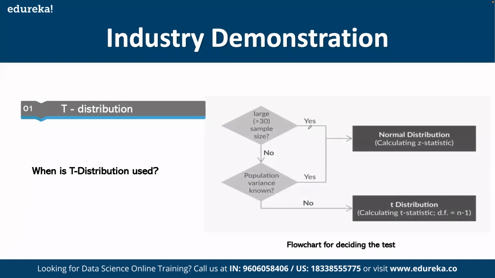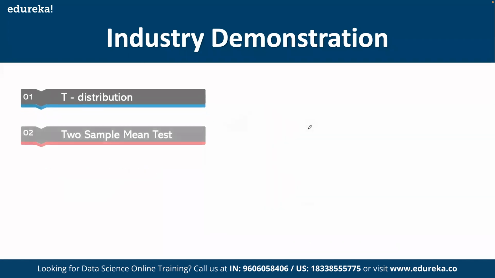If I've got a large sample, then I'll use the normal distribution. If I've got a very small sample and the population variance is not known, then in such scenarios we use the t-distribution.